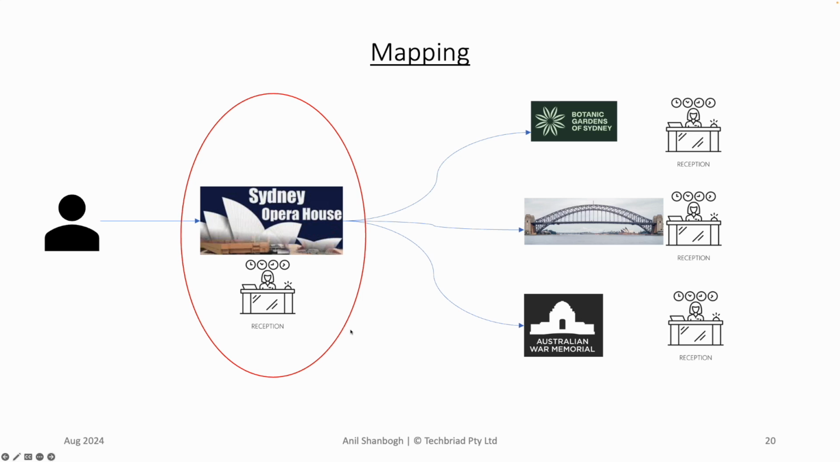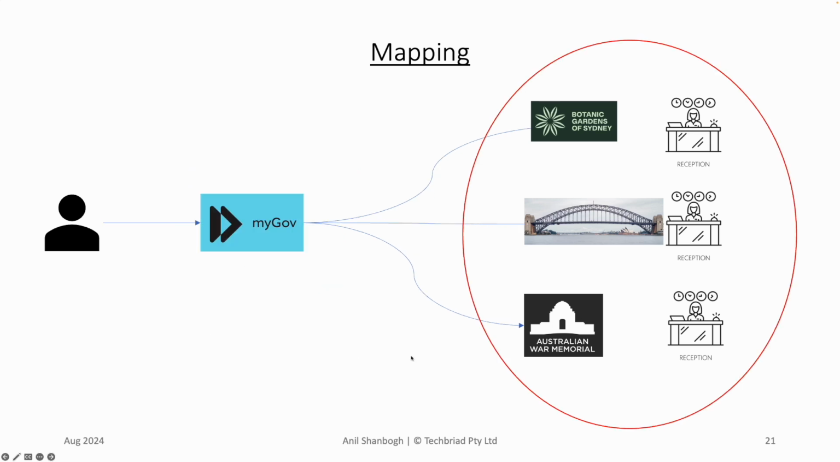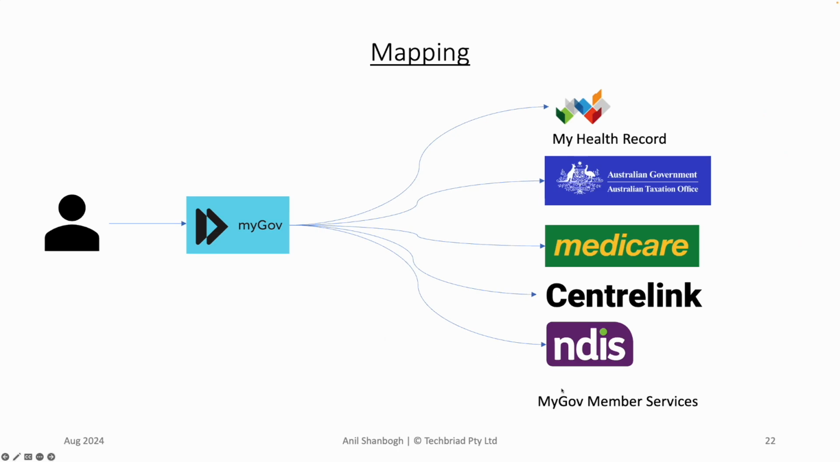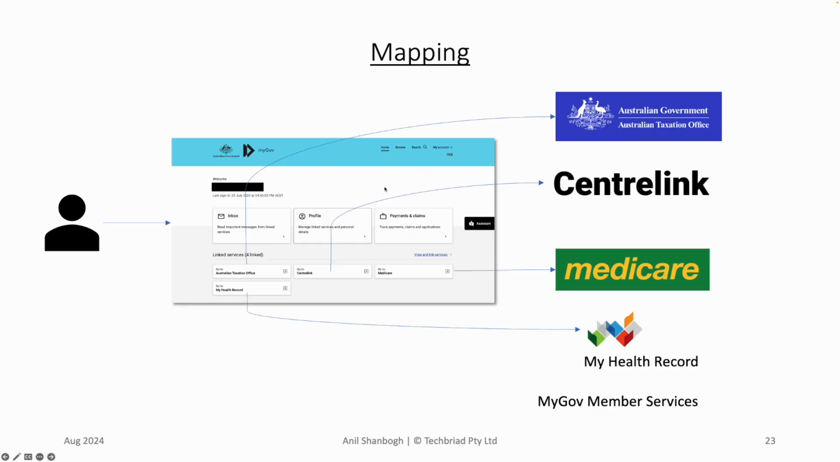Now let's continue the same thing and see how this maps to myGov. This entire Opera House is myGov, and these different attractions that are connected to the Opera House are something called myGov member services. So Medicare, Centrelink, NDIS, and so on. So what does it really look like?